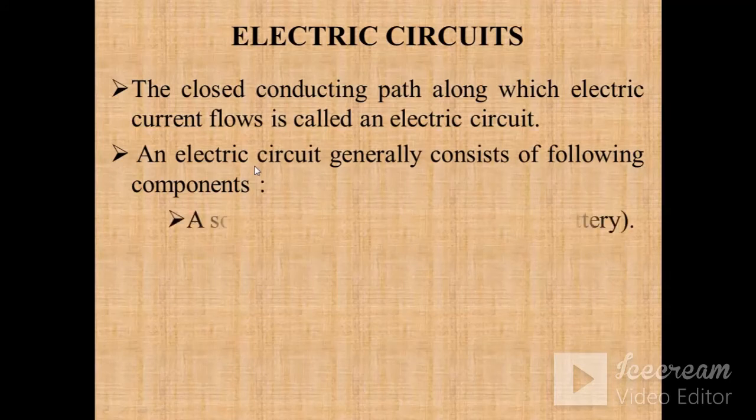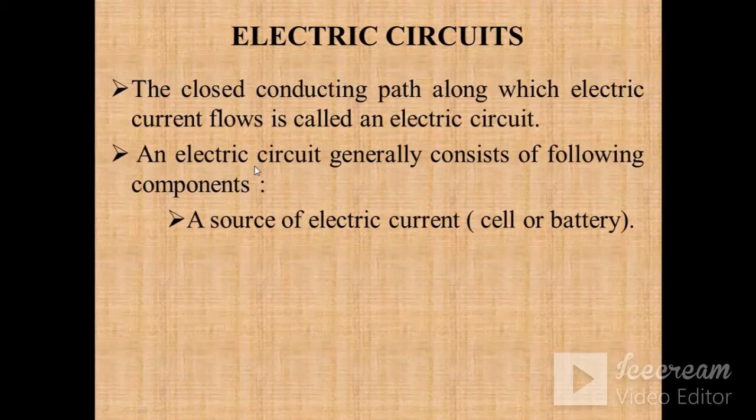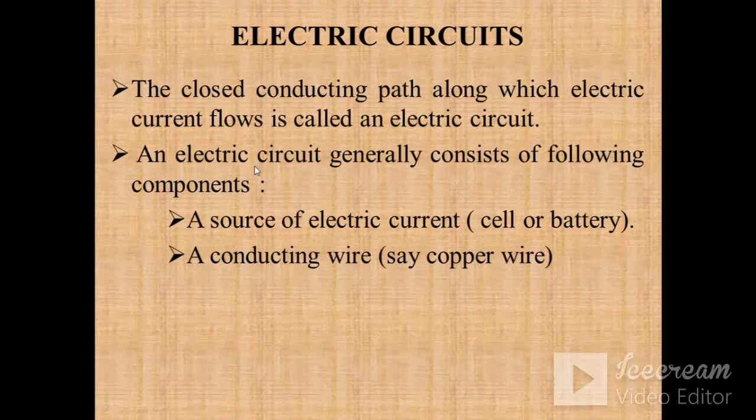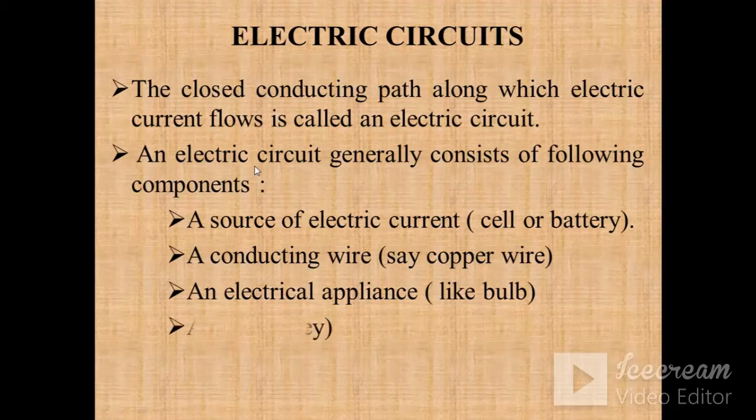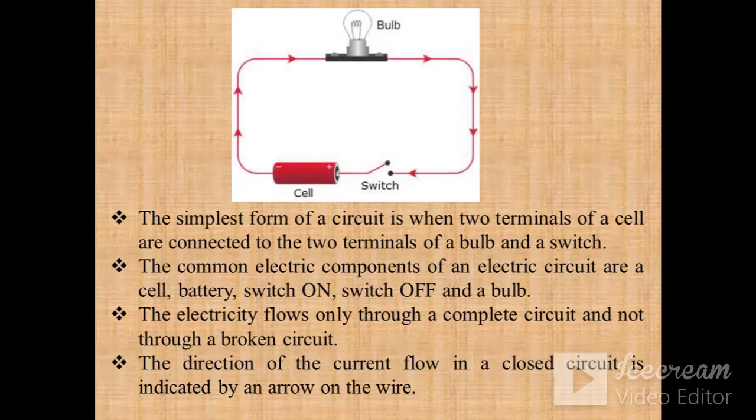And it generally consists of the following components. We need a source of electric current due to which the electric current can flow. Then we need a conducting wire, say copper wire, because copper is a good conductor of electricity. An electric appliance like a bulb, and a switch. A switch is used to open as well as to close the circuit. So now we need a switch to open and close the circuit. So let's discuss these two types of circuit.